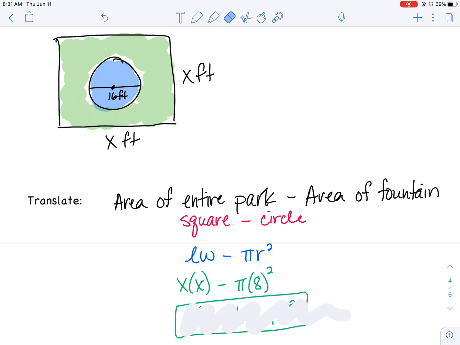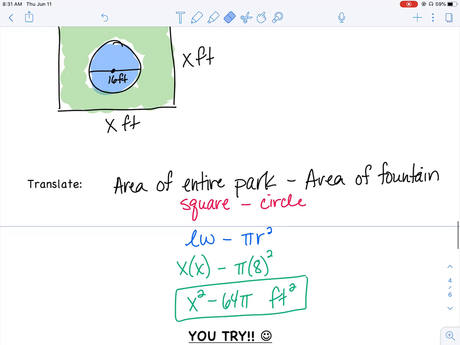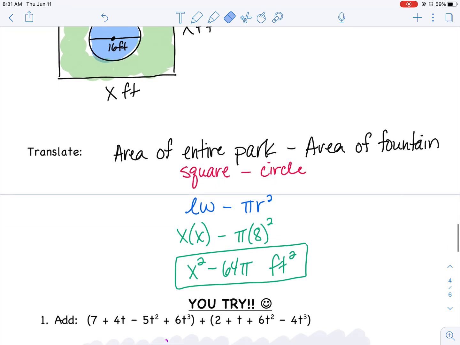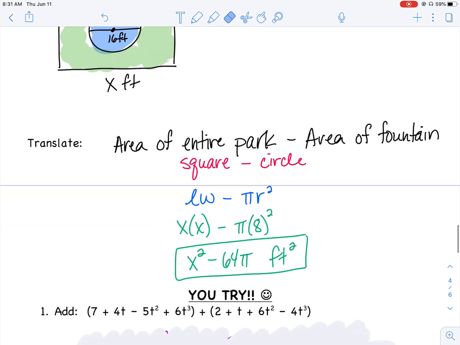Well, we know if the fountain is 16 feet wide, that's the diameter, which means the radius of my fountain should be 8 feet, right? And so I plugged in my 8. I simplified it a little bit, and so I have the area of the remaining part of the park as x squared minus 64 pi. And that's area, so it would be in feet squared. Okay? Can't really simplify it anymore, and so there's our polynomial that represents the area of the remaining part of the park.